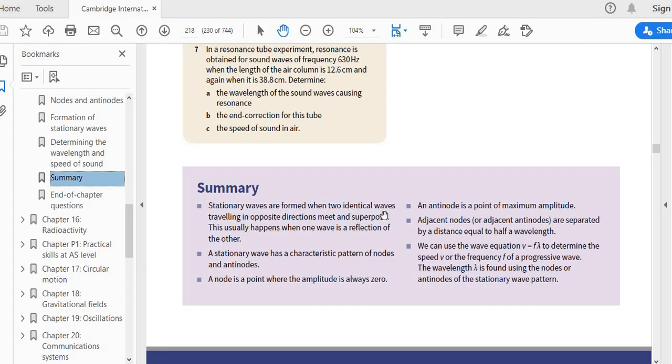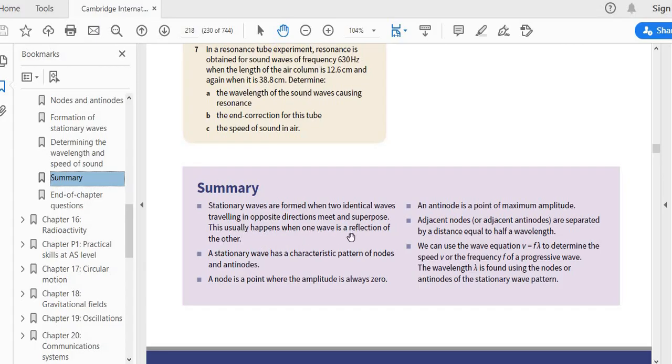Stationary waves are formed when two identical waves traveling in opposite directions meet and superpose. Now, in the exam papers, they have asked how a stationary wave is formed. So you should know this. In paper 2, they are asking how is a stationary wave formed. So you have to write it like this: opposite directions, identical waves, that means they will have the same frequency, wavelength and all. Then they superpose. These are some of the keywords.